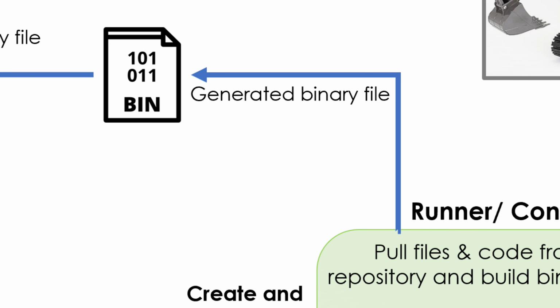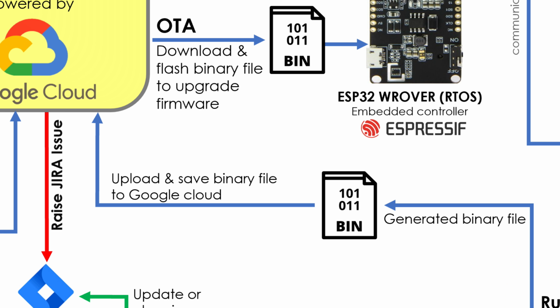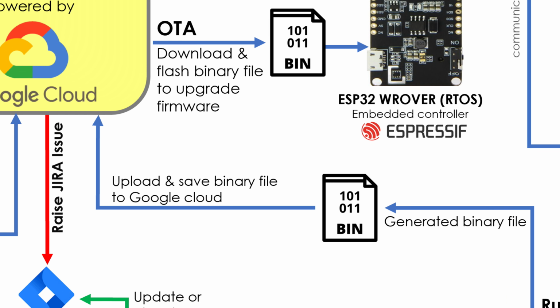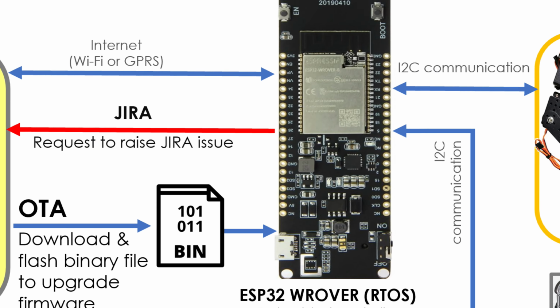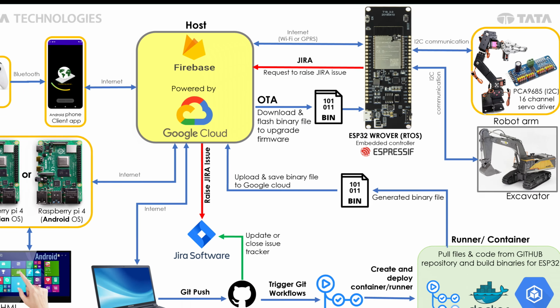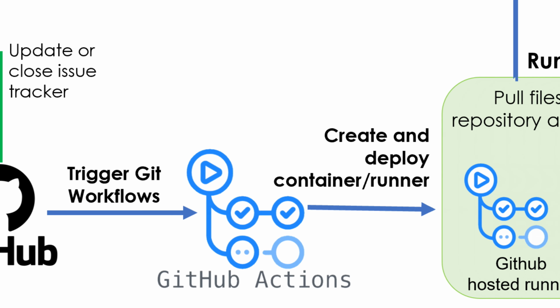The generated binary file is then uploaded to the Google Cloud Storage bucket. The binary file is then deployed to ESP32 over the air. ESP32 reboots after downloading new firmware. Let's quickly watch a demo of the CI/CD pipeline in real.